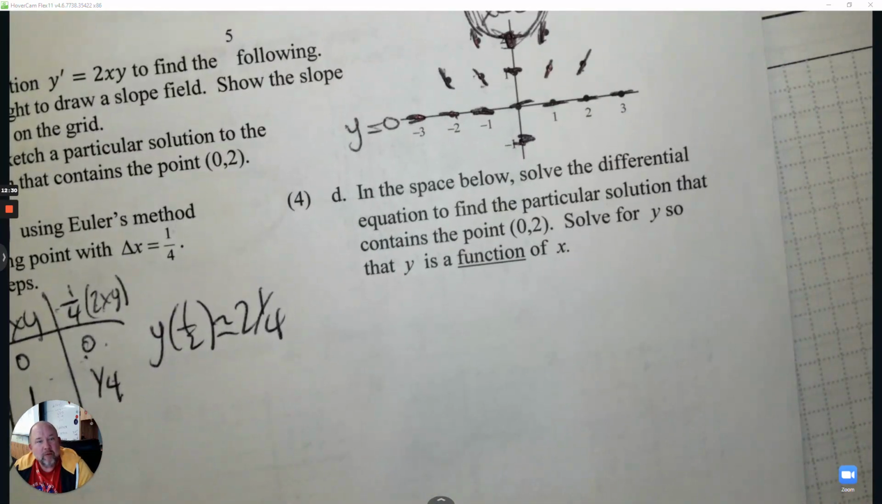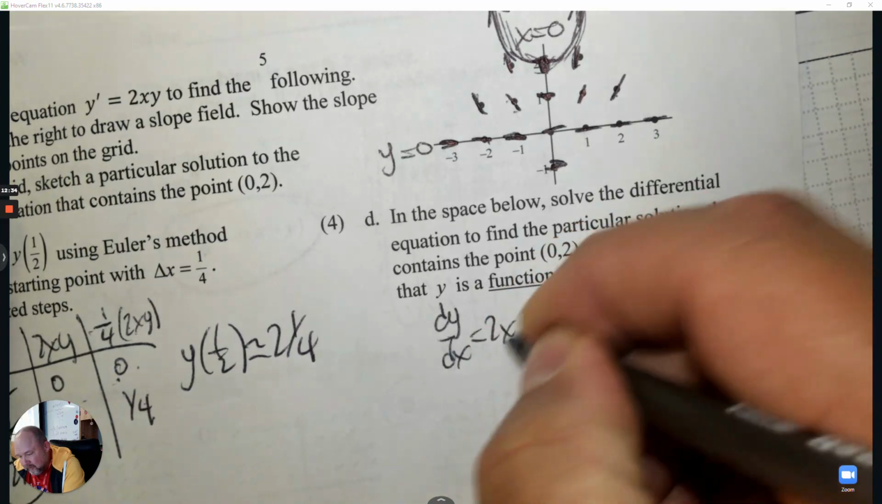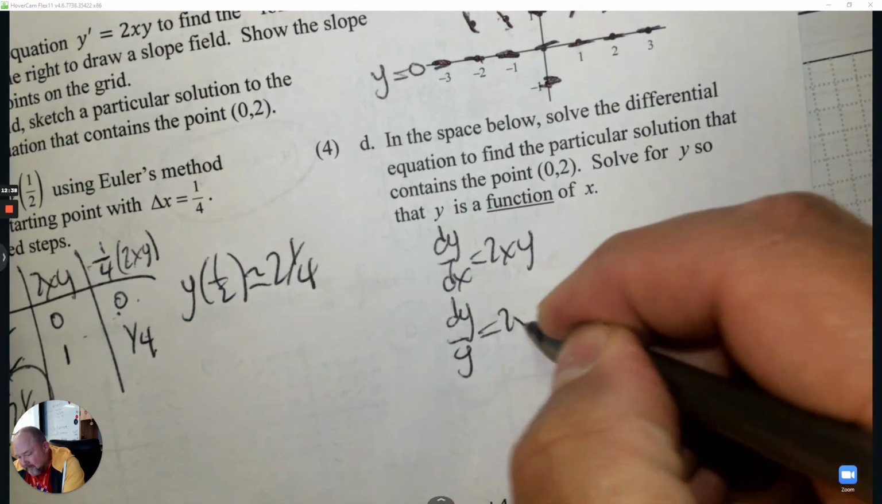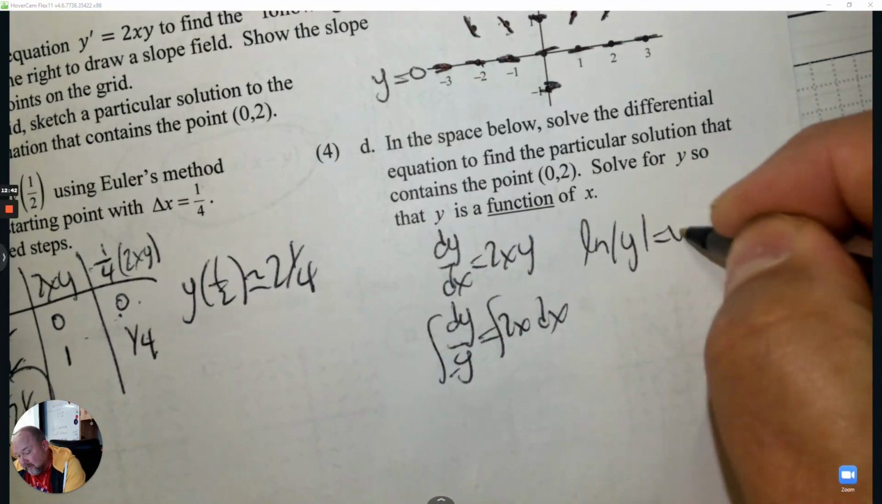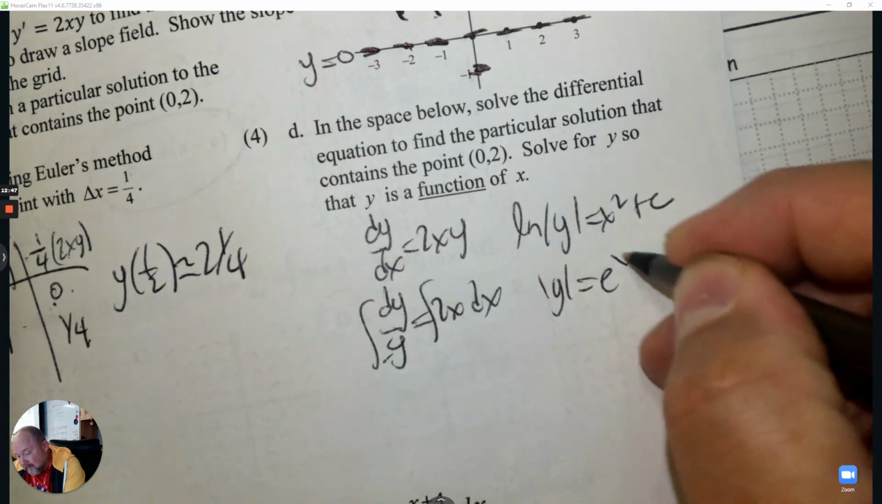In the space below, we're solving the DiffyQ. So dy/dx equals 2xy. Solve that DiffyQ. So I'm going to divide by y and multiply by dx, and I'm going to integrate it. This is a logarithm. The other side is x squared plus c. And then to get y by itself, we write it as an exponential.